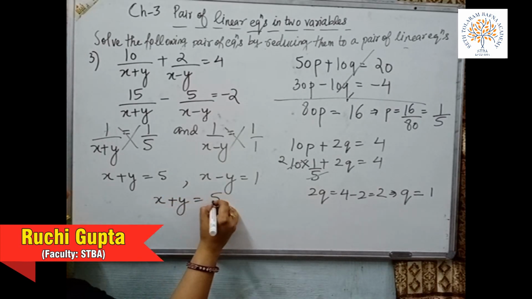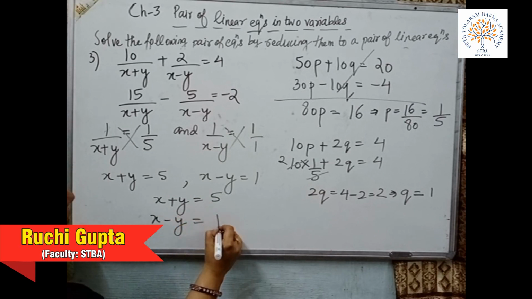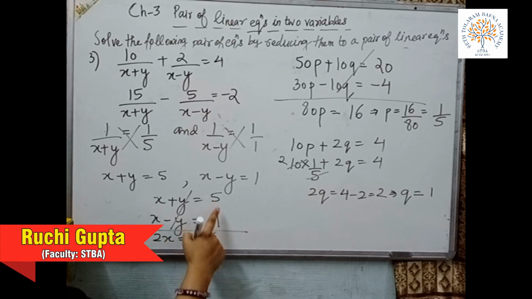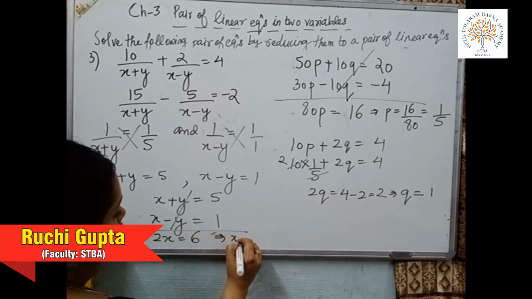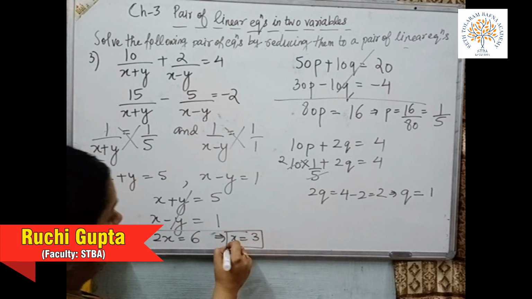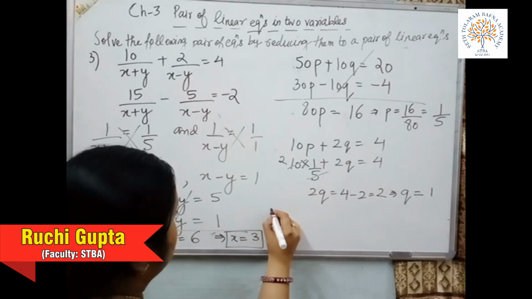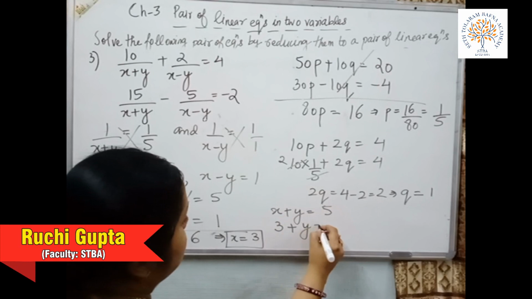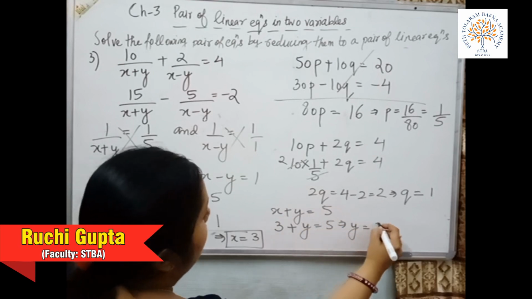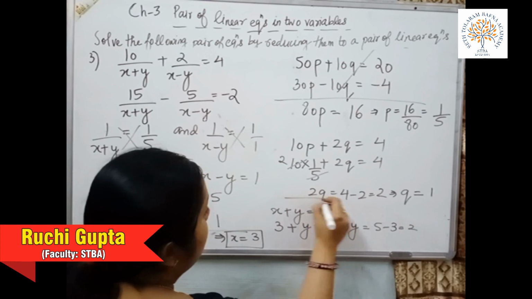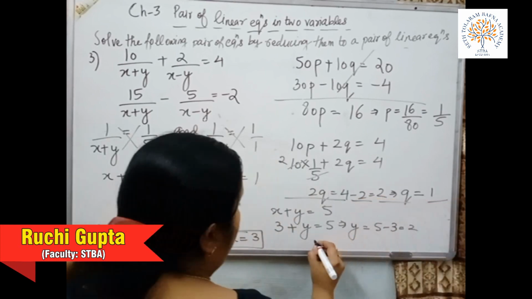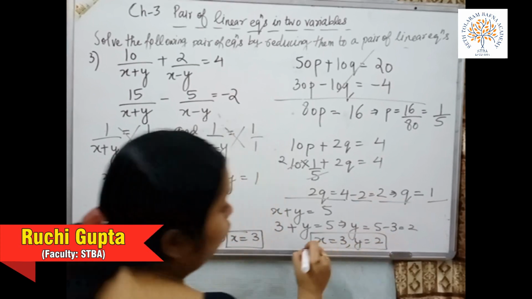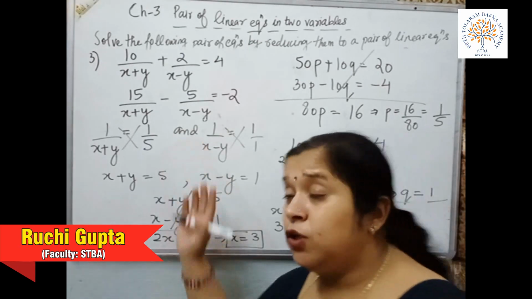First equation is this and the second equation is this. So y cancels with y, x plus x is 2x and 5 plus 1 is 6. So what is x? It is 3 because 6 upon 2 is 3. What is the equation? x plus y is 5. If I put the value of x as 3, then the value of y is 2. So in this question, to find the value of x and y, I have to eliminate the equation 2 times.